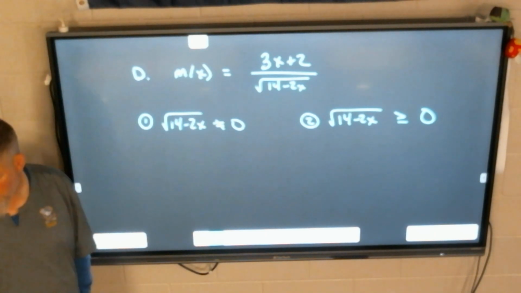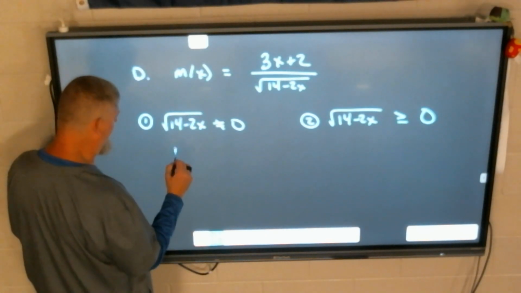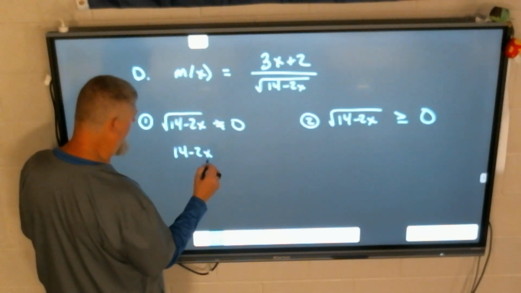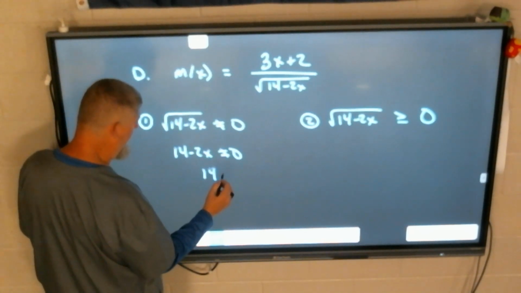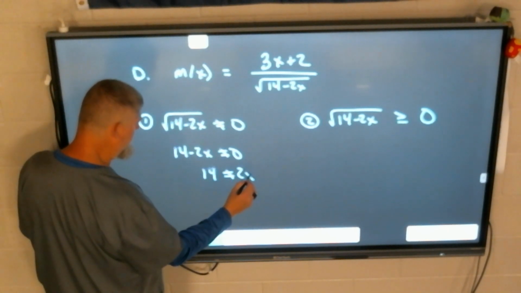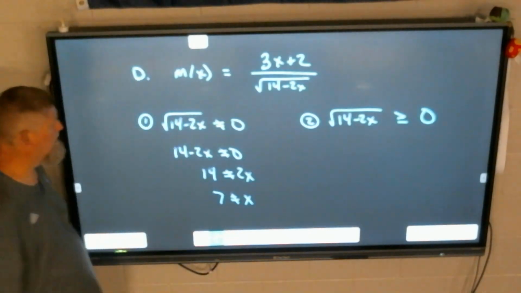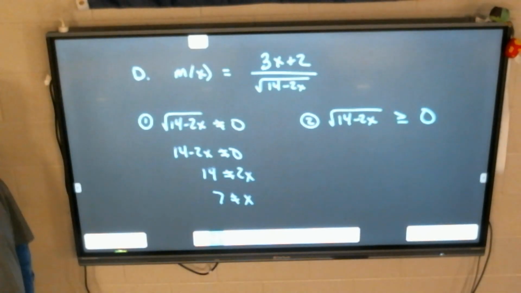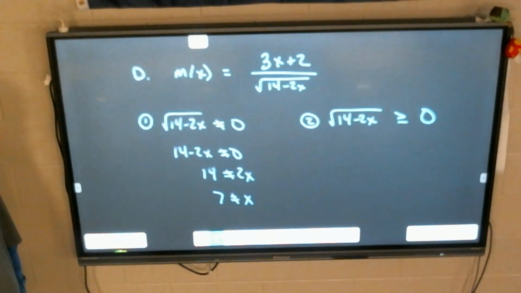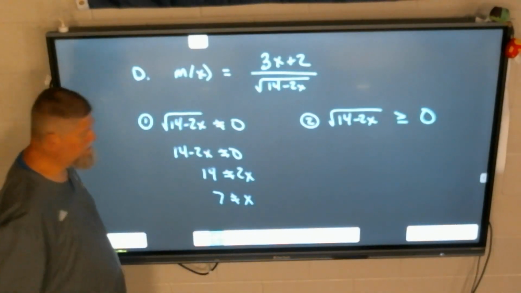All right, so let's solve each one of these individually. Okay, so I know that if I square both sides, I get 14 minus 2x cannot be equal to 0. So 14 cannot be equal to 2x. So 7 cannot be equal to x. So x cannot be 7, because if x is 7, that's going to be 0, and the denominator is going to be 0. Okay? 14 minus 14 equals 0. So x cannot be 7.